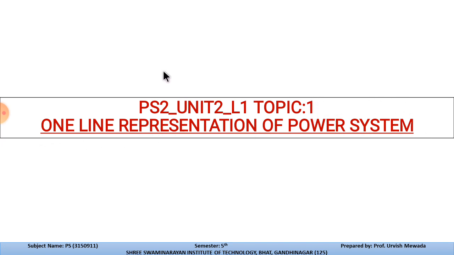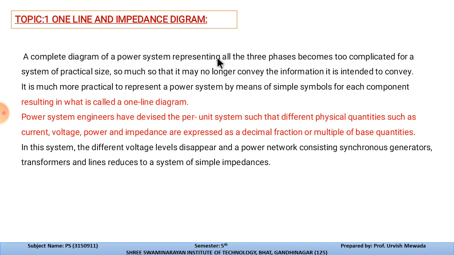With the help of this one line representation, we can have knowledge of the placement of the utilities in the power system, and their functions in this power system. So let us discuss topic number 1, that is the one line and impedance diagram.